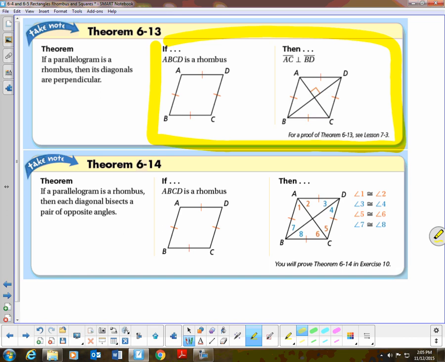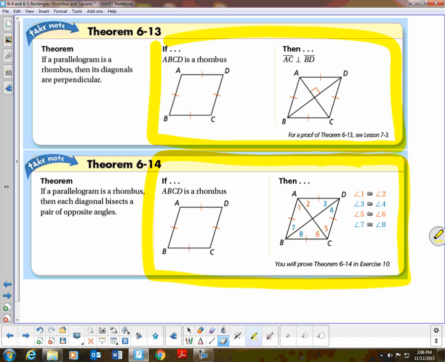Okay, so if you have a rhombus, the diagonals are perpendicular. That's the most forgotten property about that figure. The next one says that if your figure is a rhombus, then the diagonals bisect a pair of opposite angles. Opposite angles are congruent in a parallelogram, but in a rhombus, each of these angles is bisected. So again, get this into your notes. The whole angle BAD is bisected, so angle 1 and 2 are congruent. Same thing is true for ABC, which means 7 and 8 are also congruent. So the angles are bisected.